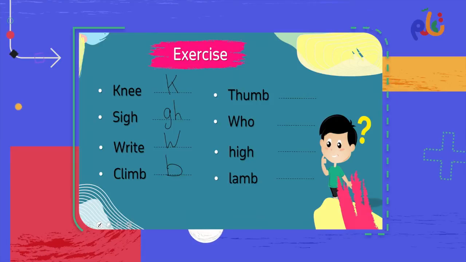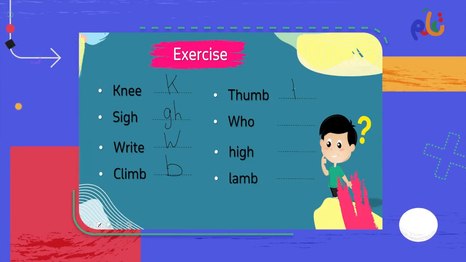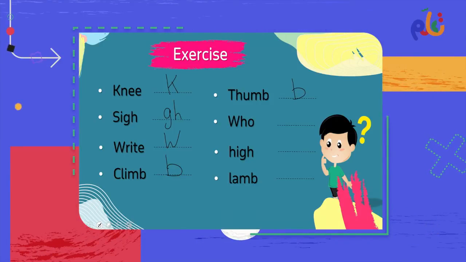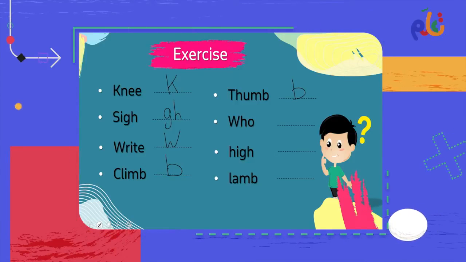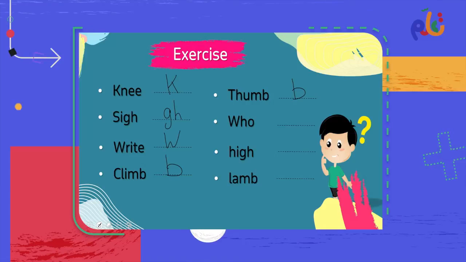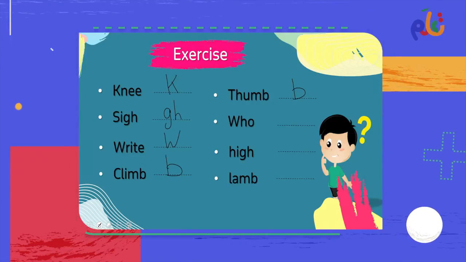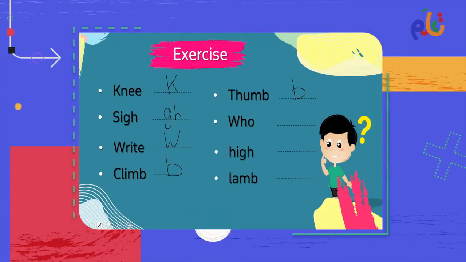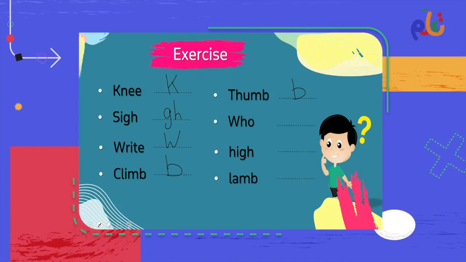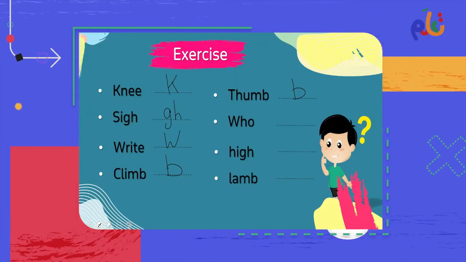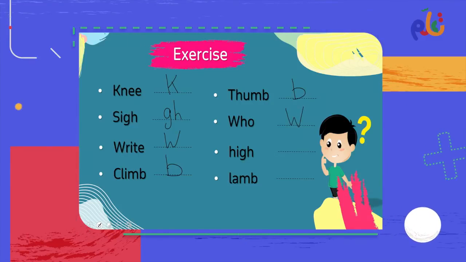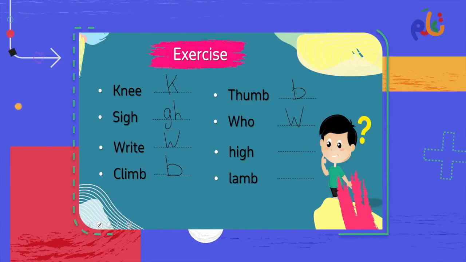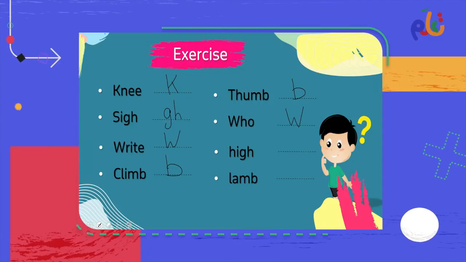Perfect. The letter B is my silent letter. B. I don't say it: thumb. No, thumb. Who. Who. Which letter is silent? Perfect. It's the W. Who. Who is my silent letter?